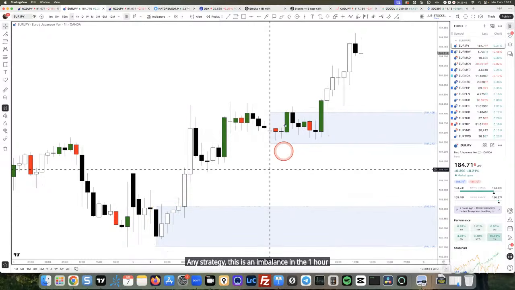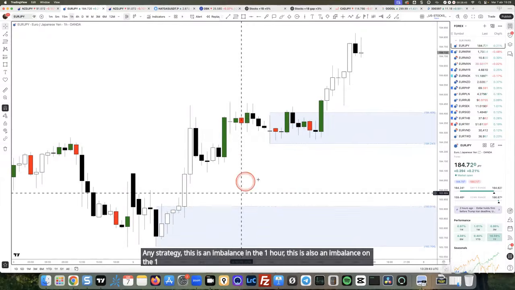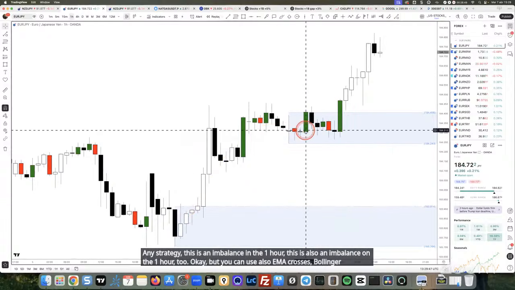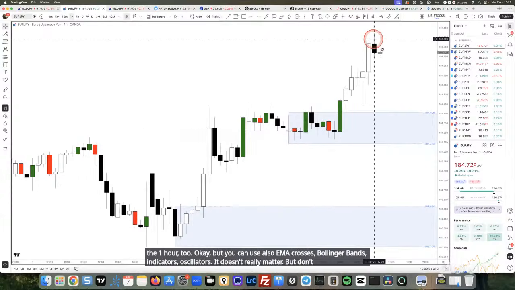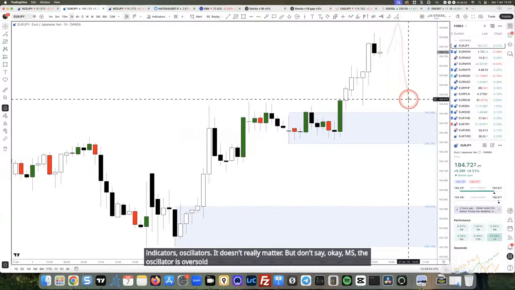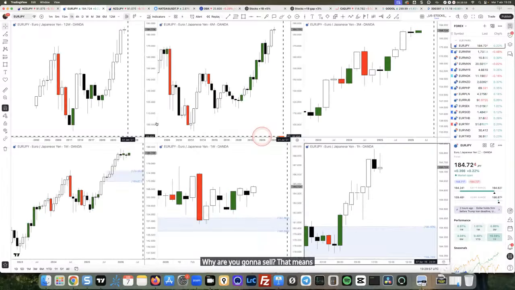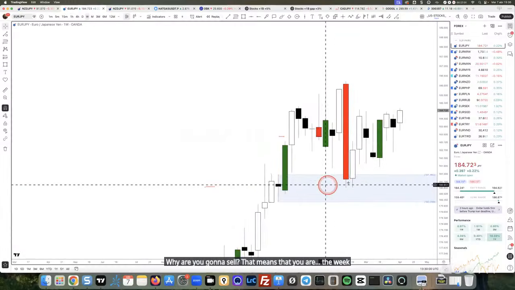This is also an imbalance on the 1 hour too. But you can also use EMA crosses, Bollinger Bands, indicators, oscillators. It doesn't really matter. But don't say, okay, the oscillator is oversold, I'm going to sell. No. Why are you going to sell? That means that the weekly demand level is in control, it's playing out.